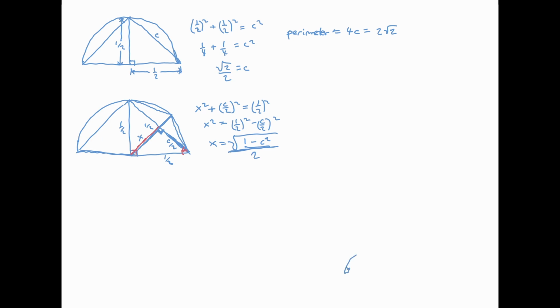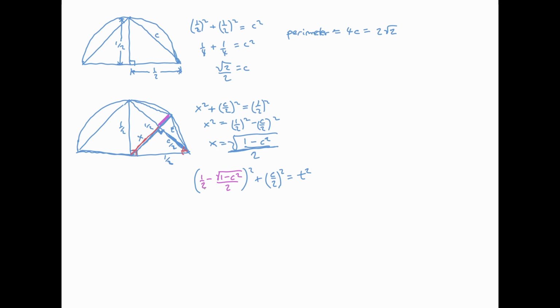So in order to find this side here, that would be 1/2 minus the square root of 1 minus c squared over 2. And then we can use the Pythagorean theorem to get the value of this length here, t, of that right triangle. So that would be that squared plus c over 2 squared is equal to t squared.